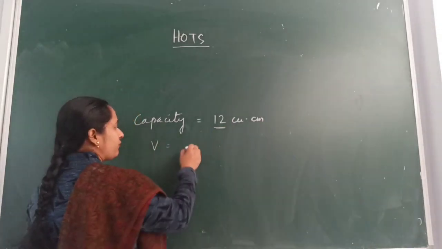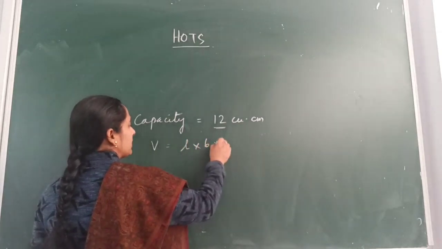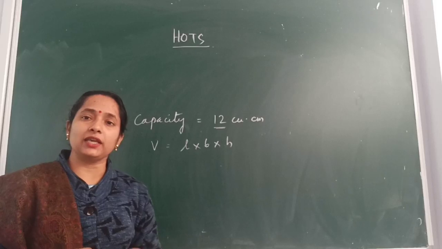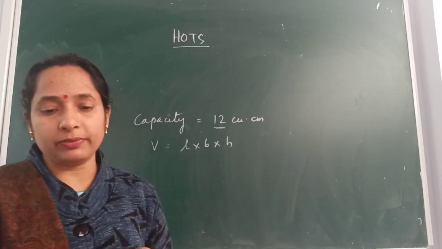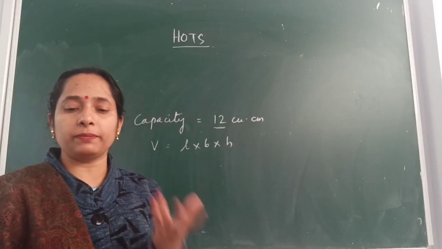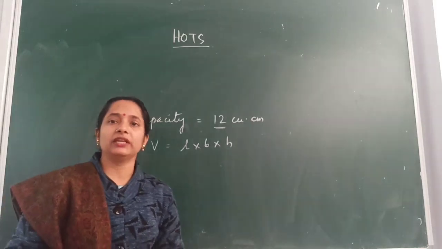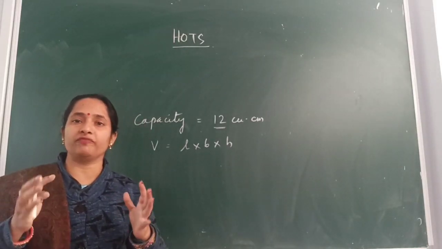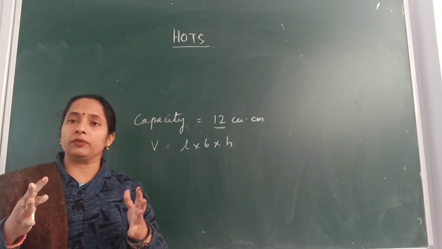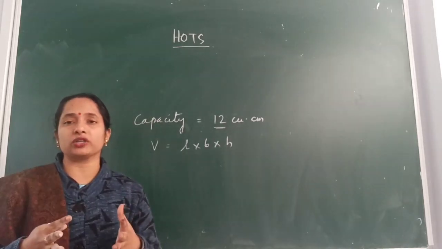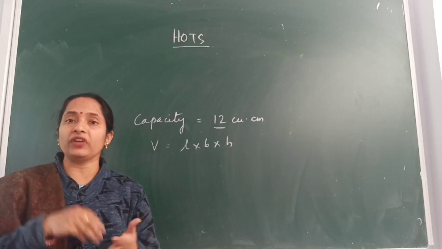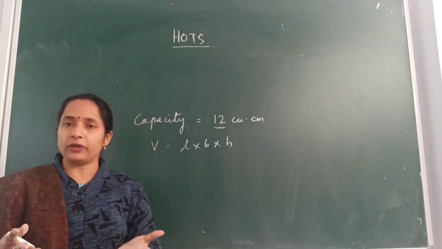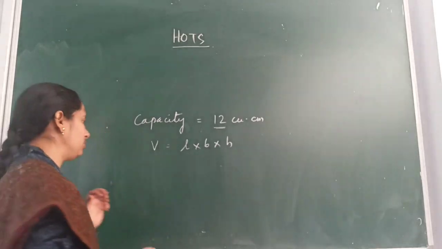And what is the formula for volume? Length multiplied by breadth multiplied by height. So, here he is asking, suggest all the possible dimensions for the boxes. This means what are the different possibilities of boxes, how many types of boxes we can take to fill this saffron, so that every time the volume of the box will be 12 cubic centimeter.